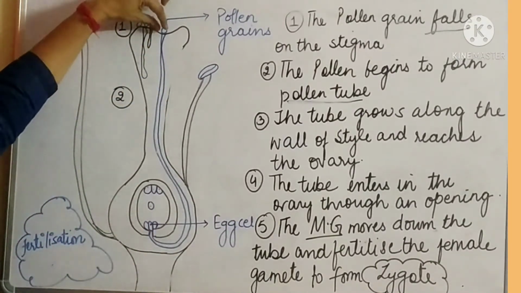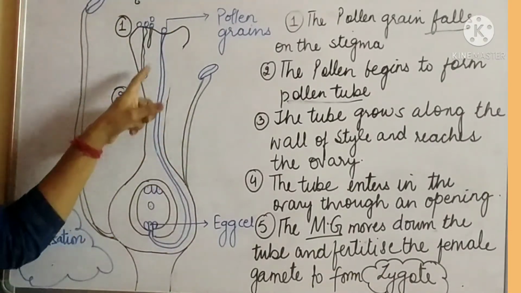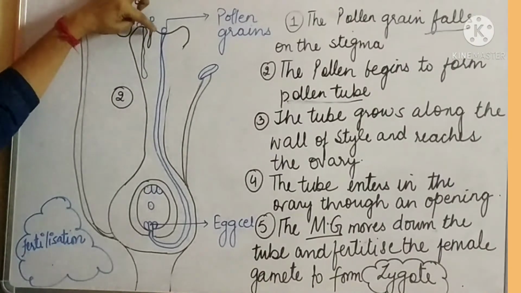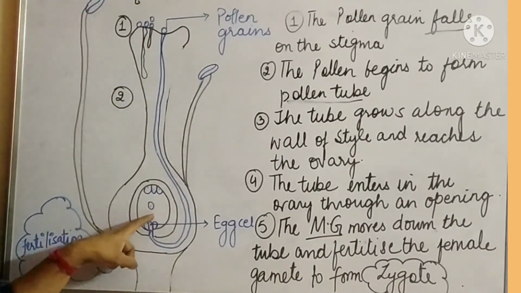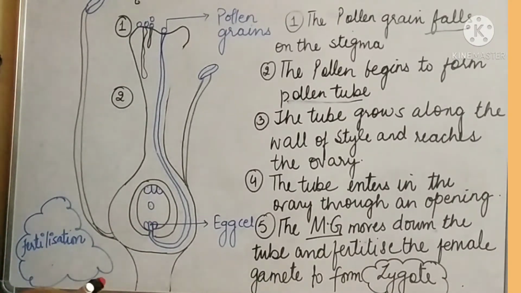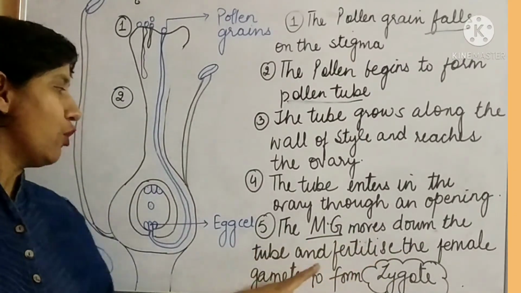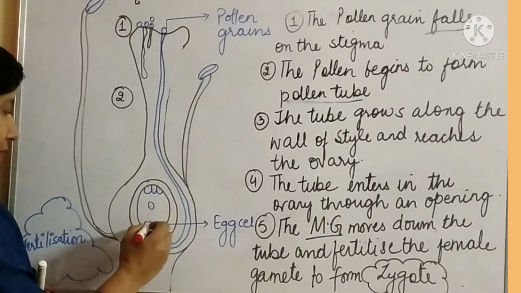Until now, what was the work of the pollen? Pollen only forms the pollen tube. Now the male gamete from this tube comes and enters the ovule. And when it enters inside the ovule, here the male gametes move down through the tube and fertilize the female gamete. This is the egg cell.